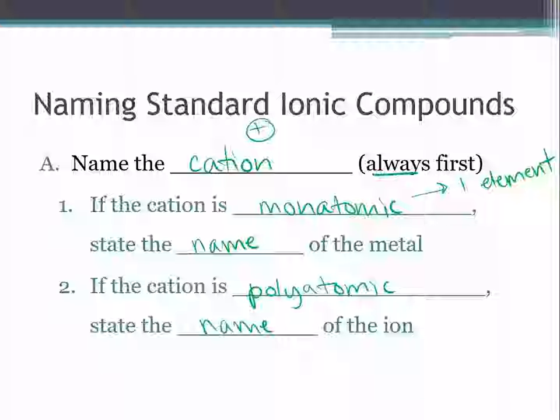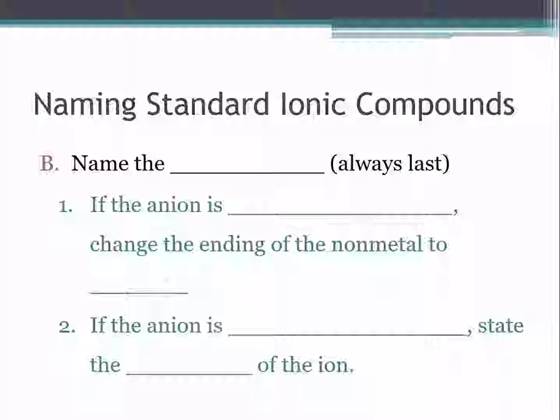So once you've decided it's an ionic compound, the first thing is really easy to name. You just say its name. Name the first thing. Once you have named the first thing, you will name the second thing. The second thing will always be the anion. The negative thing will always go in the back.